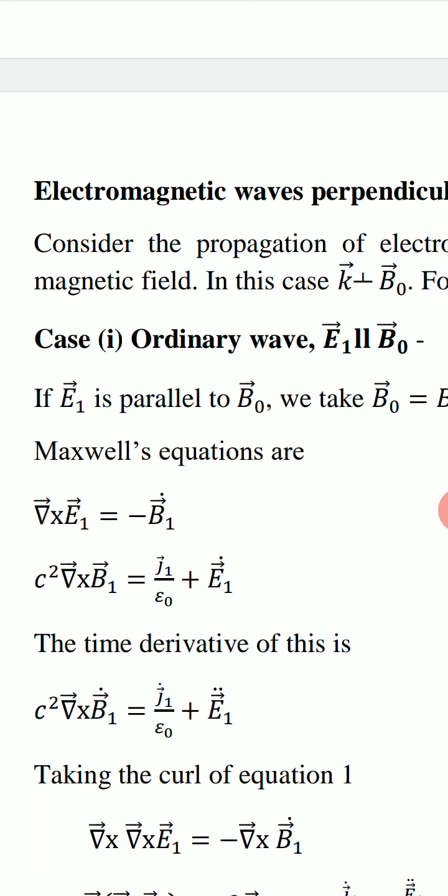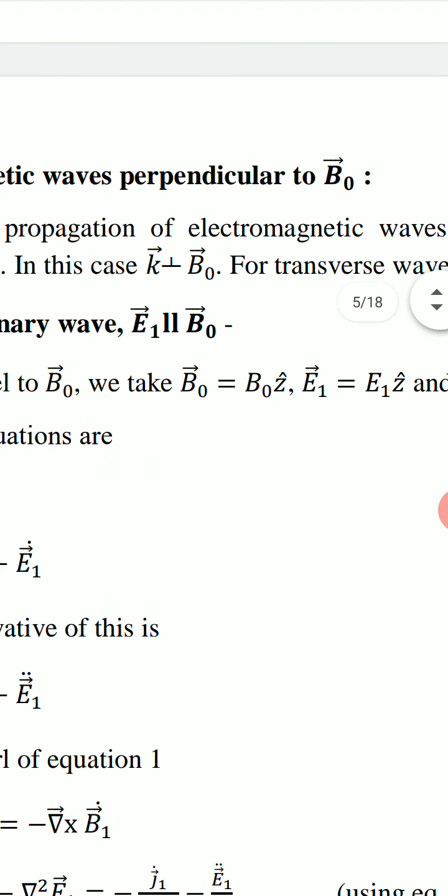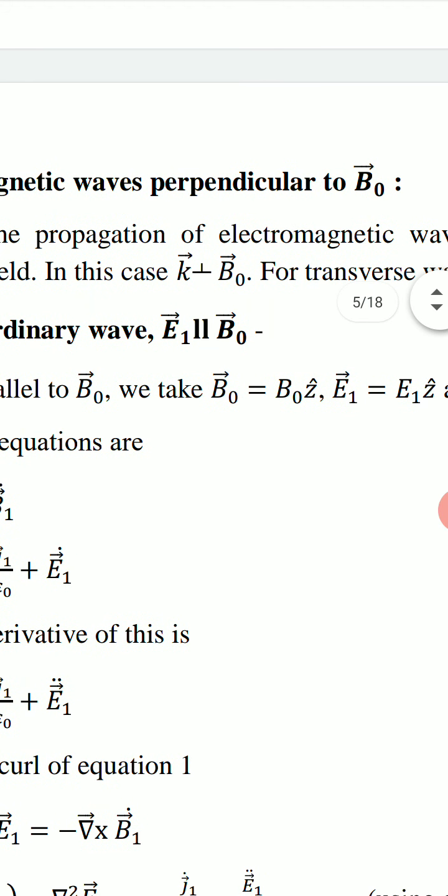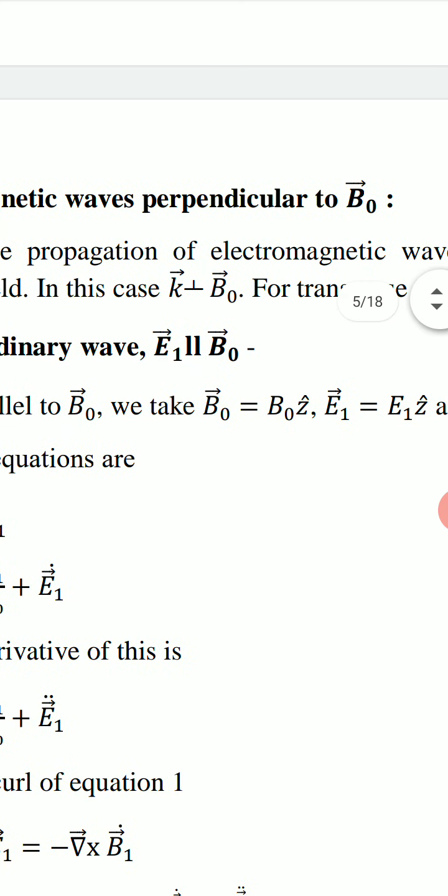Today we will consider electromagnetic waves perpendicular to B0 vector. Magnetic field B vector is equal to B0 vector plus B1 vector. B0 is the equilibrium value of magnetic field. We also call it DC magnetic field, and B1 is a small perturbation in it.